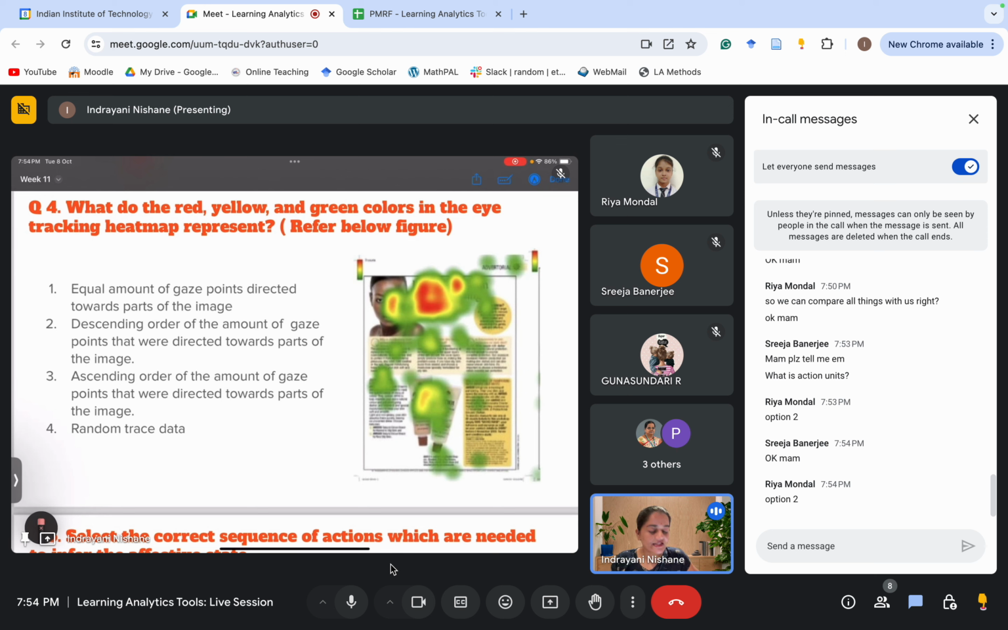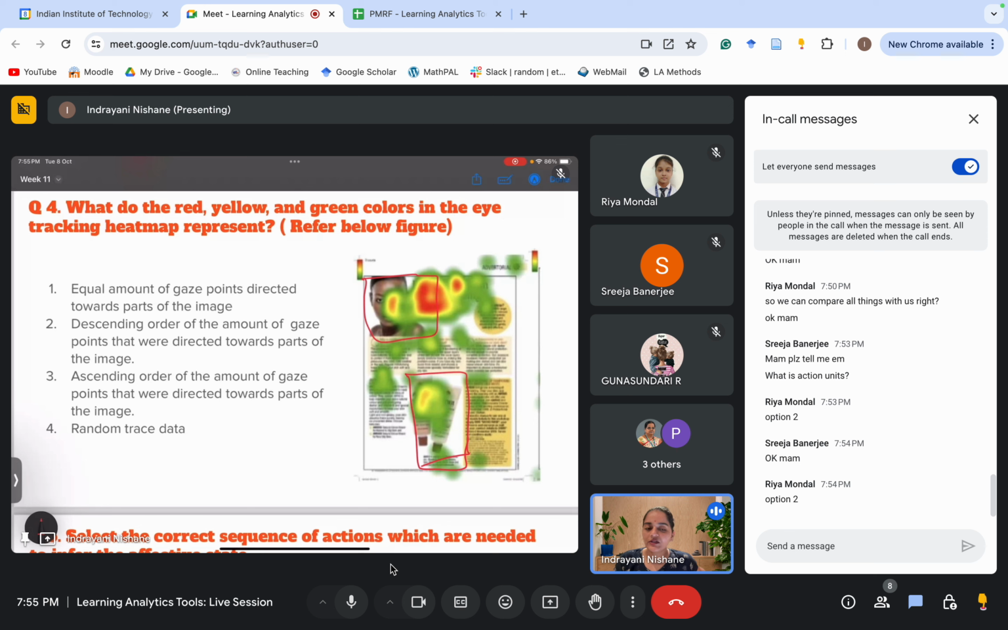Since there is a color gradient, a heat map generally tells us about the variations in something. The color code is about the variations in something. This is an eye tracking heat map, so the color code will tell us about variations in eye gaze data or fixation data, where the most eye gazes were observed. So this is one image over here, and this is the other image over here.